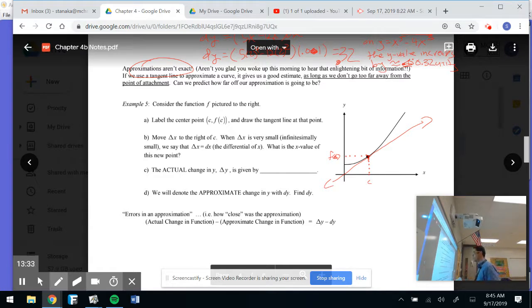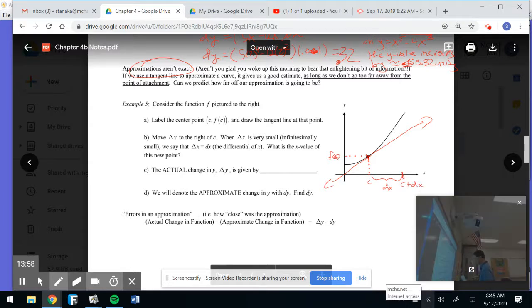Okay, it says move your change in x to the right of c. When the change in x is very small, we say that the change in x is equal to dx, or the differential of x. What is the x value of the new point? Okay, so we have a little dx here going on, right? We're going to make our change here, dx, okay? And that value right there would be c plus our change in x, right, class?